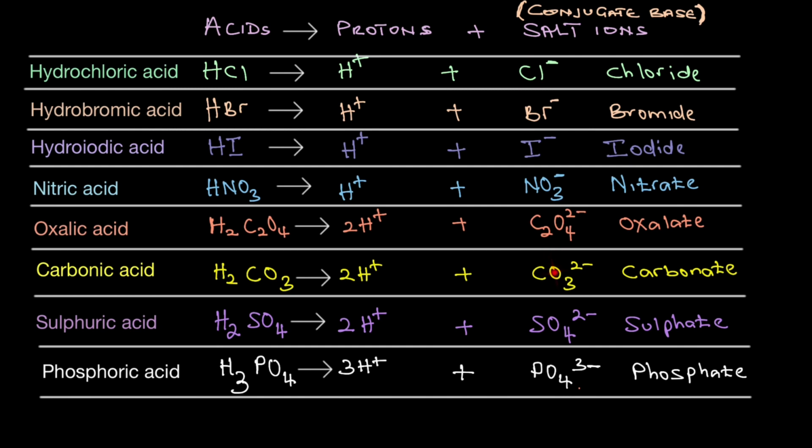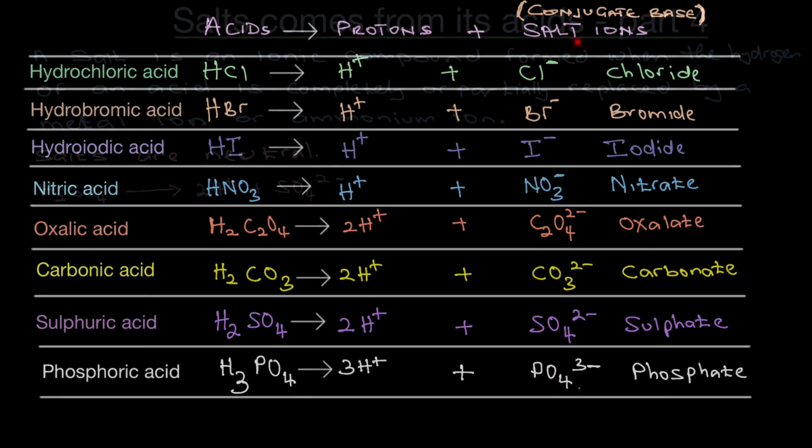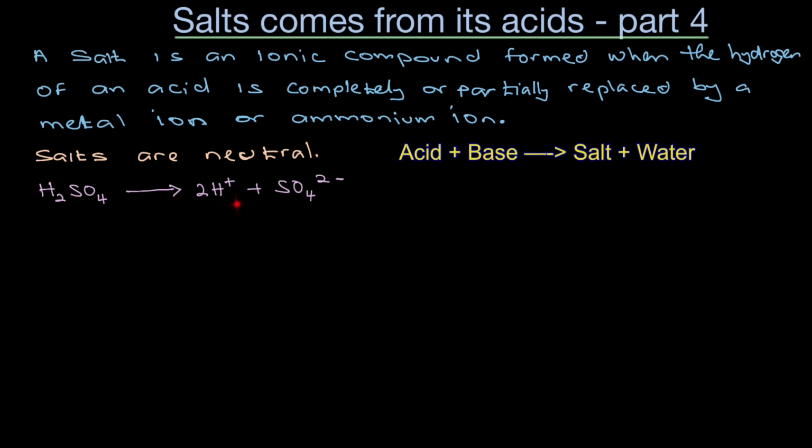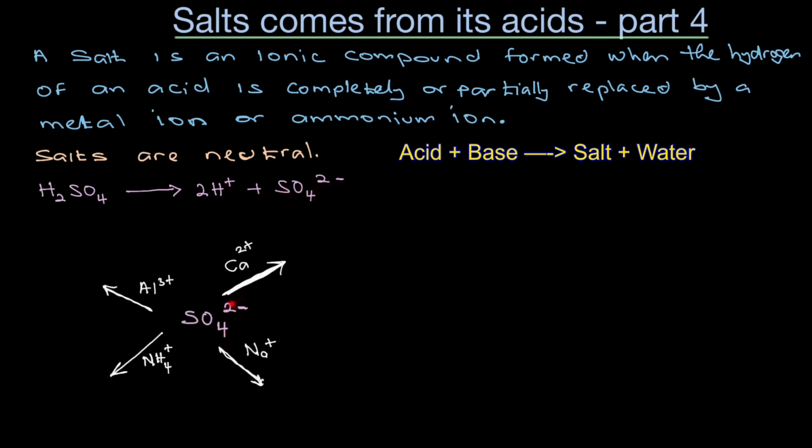It is the salt ion that joins with a metal to form a neutral salt. Let's form a salt from sulfuric acid. Sulfuric acid will dissociate to form 2H+ and SO4 2-. This is the sulfate ion coming from sulfuric acid. The sulfate ion is now going to combine with some of these metal ions and the ammonium ion. The sulfate is going to combine with aluminum 3+. The sulfate is 2 minus.